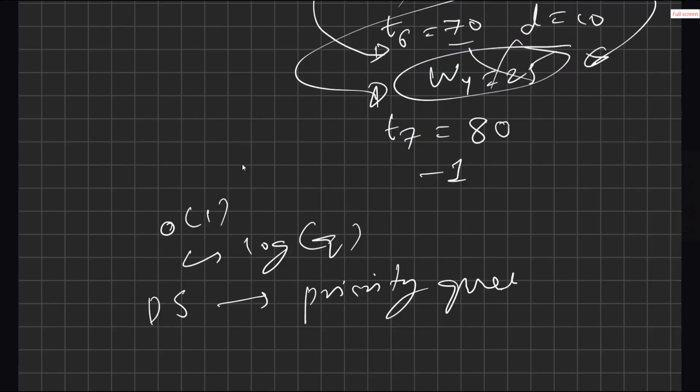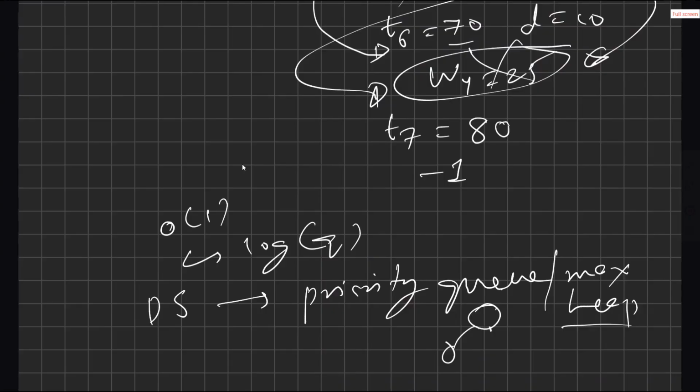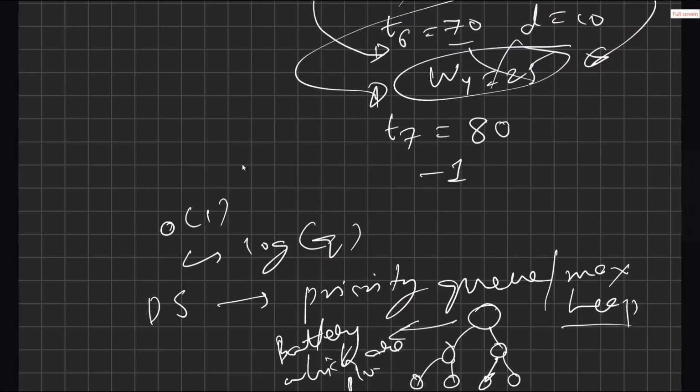Priority queue, which is also known as max heap, because max heap is a tree data structure, so it will contain the elements. Basically in the max heap, what will we be storing? We will be storing the batteries which are plugged in, and the top element will give you the battery which has the maximum charge.